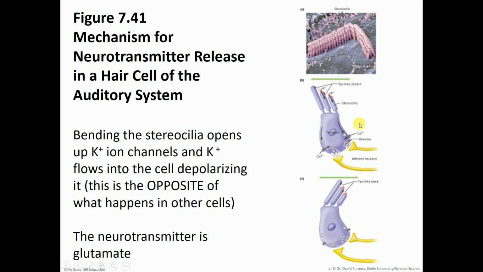So again, when you have these stereocilia bending back and forth because of the passage of those sound waves, that is going to open up potassium channels. So you'll see here that depolarization in the case of hearing is a little bit different. Everywhere else, we open up sodium channels first. But in the case of hearing, we open up potassium ion channels. And because of that opening, that's going to lead to the depolarization. So this is opposite of what happens in all of the other cells in the body. The neurotransmitter between that receptor and the neurons is glutamate.